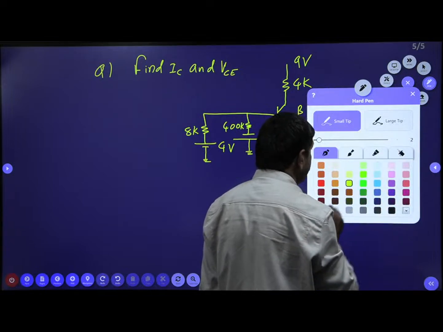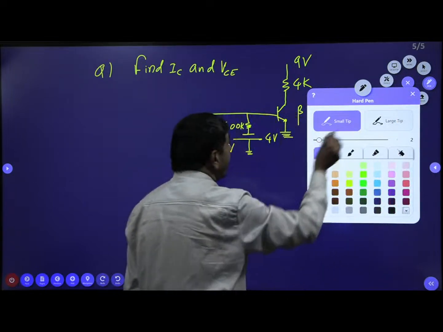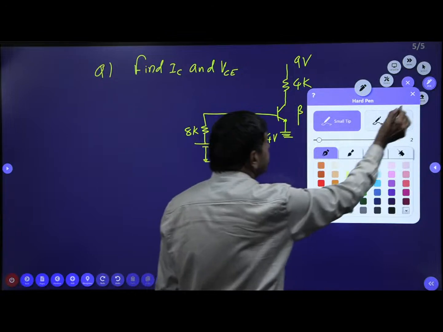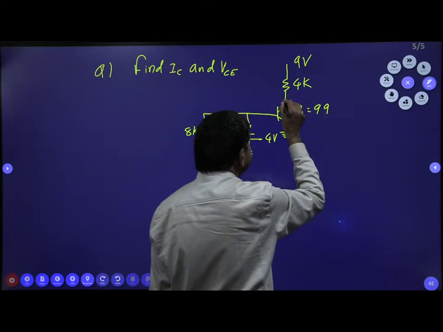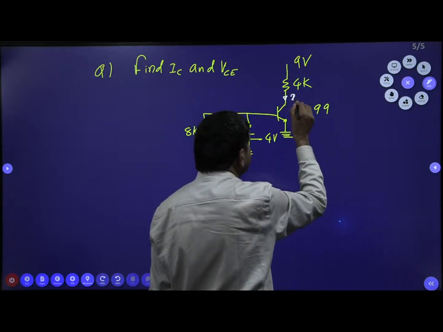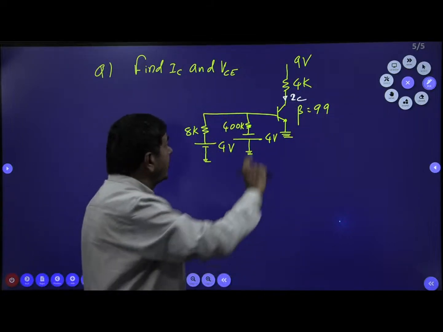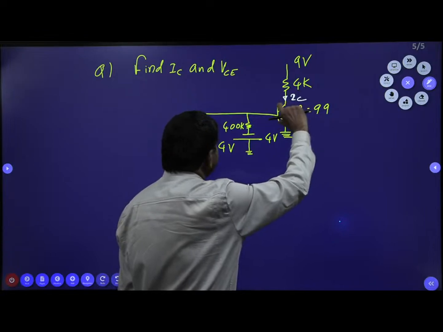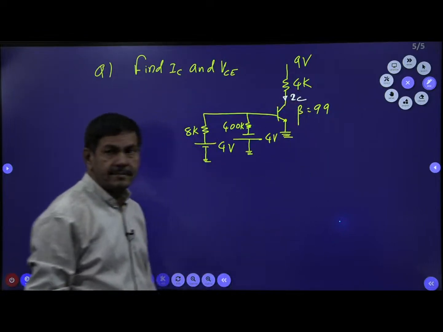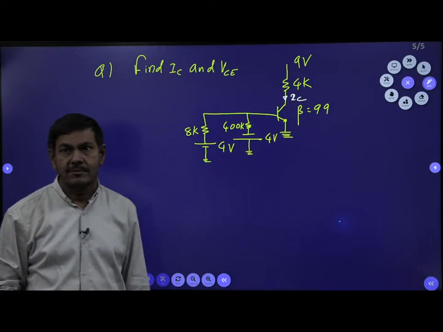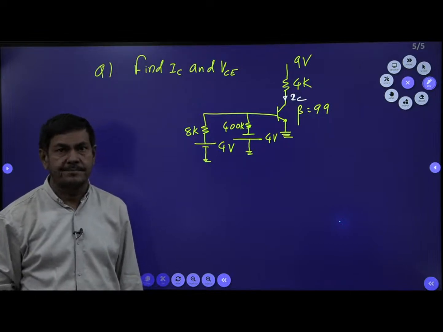IC and VCE are asked to find. I can say this current is nothing but IC. The voltage across collector and emitter is nothing but VCE now. How to find it? What way can we find this value?